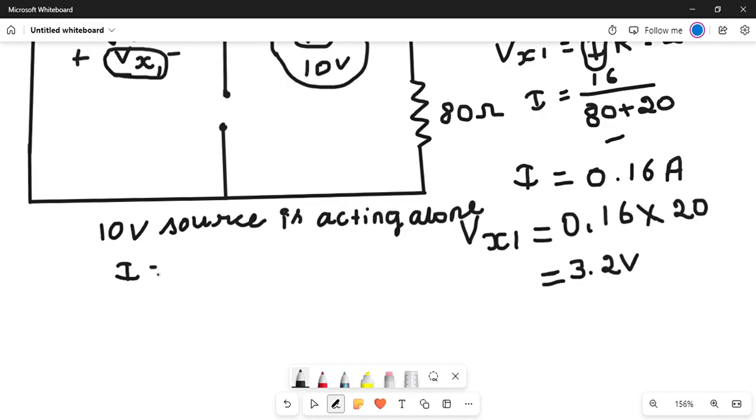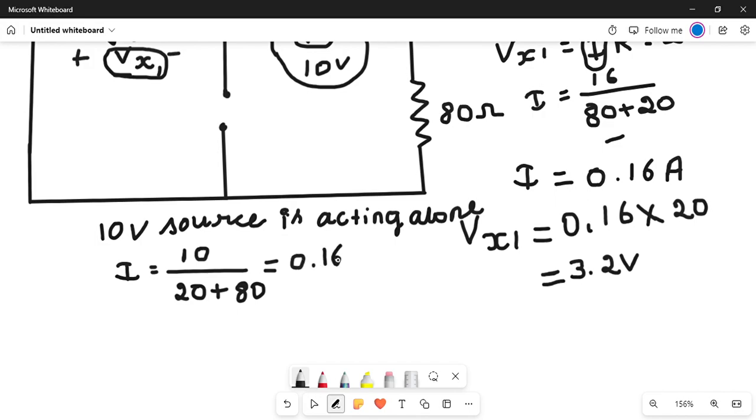So what is my V here? My V here is 10, that is 10 divided by 20 plus 80, right? It was 80 plus 20 earlier, but here it is 20 plus 80, because first my 20 comes into existence, then 80. If I do it like this, I'm going to get the same resultant, which is 0.16 ampere, right?